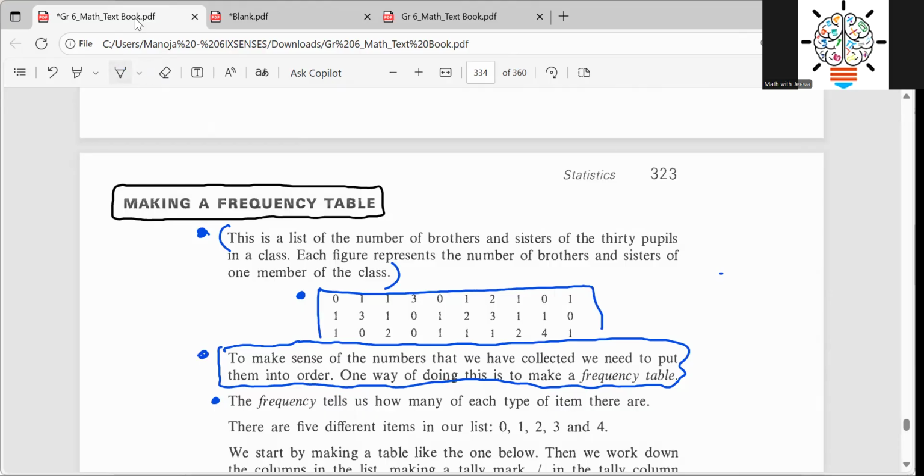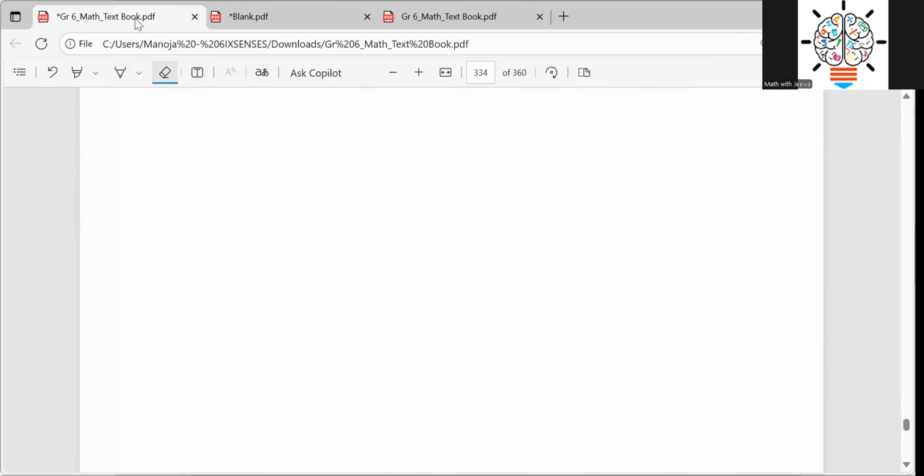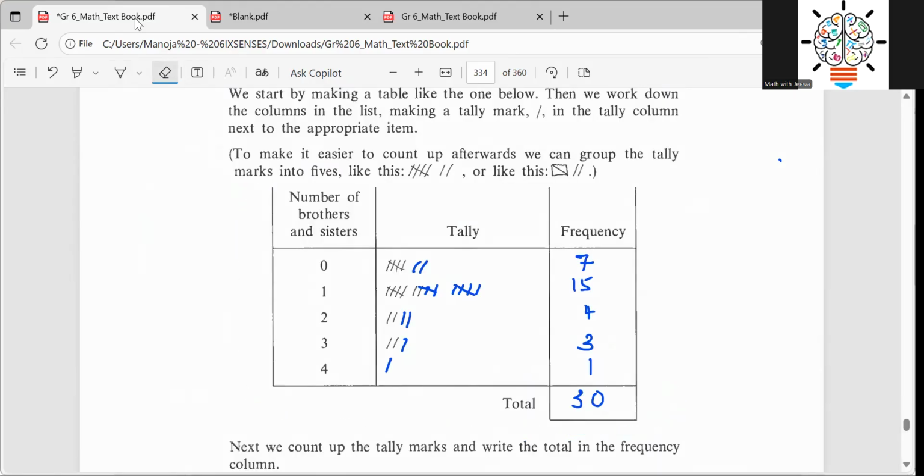Okay, now see what they have done. So this is the frequency table. To complete the frequency table, we are using the tally marks.